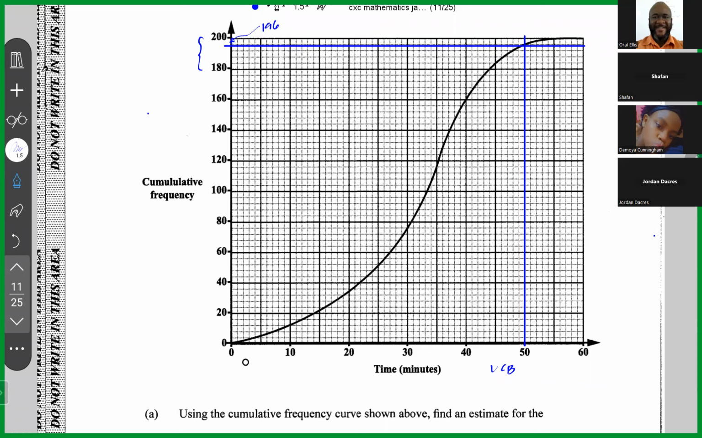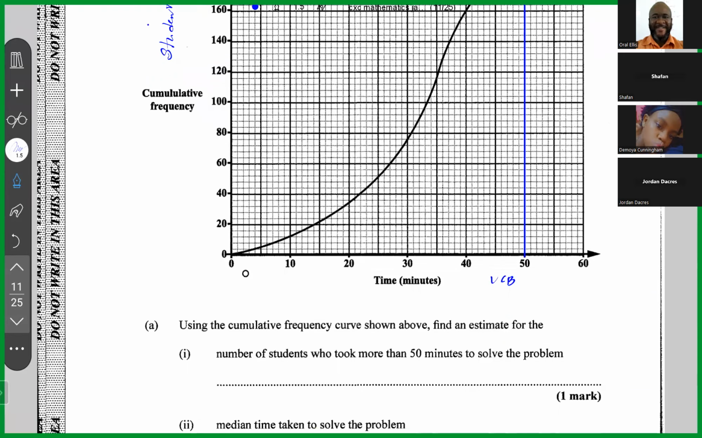So what is this saying? Over to the left, you have the students. Over here is where we have our students. And down by the bottom is where we have the time that the student is taking. So what this is saying is that student number 196 took 50 minutes to complete the question. Everybody above him took more than 50 minutes and everybody below him took less than 50 minutes.